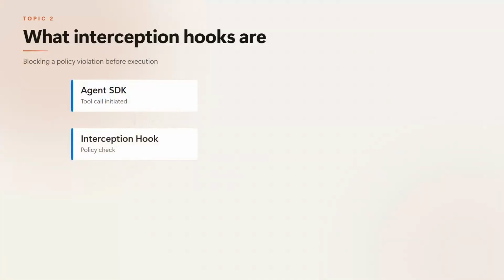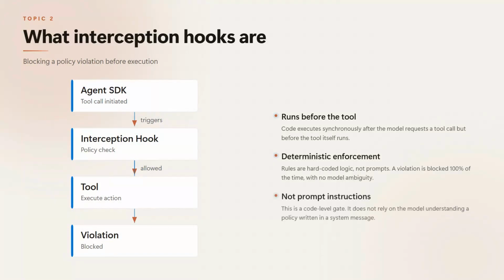An interception hook is code that runs before a tool call executes. It inspects the call, and if a policy is violated, it blocks the action and redirects the agent. This is deterministic enforcement. The rule is applied every single time, regardless of the prompt. The distinction people get wrong is thinking hooks replace prompt instructions. They do not. Hooks are for hard guarantees, financial limits, safety rules. Prompts are for soft guidance, tone, phrasing, which tool to prefer. Mixing them up is the fastest way to fail this exam task.